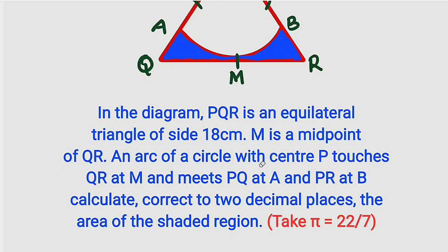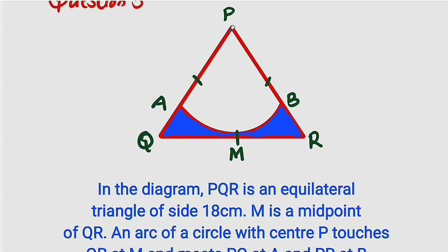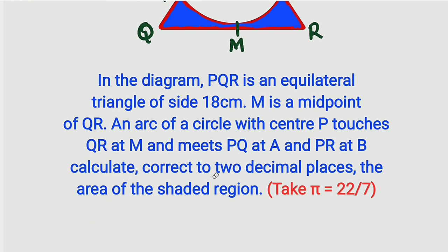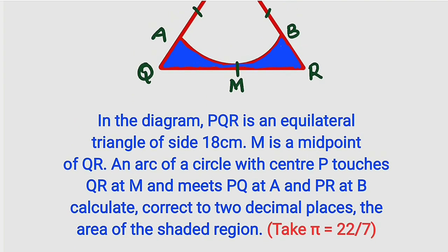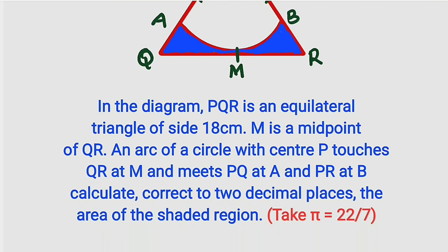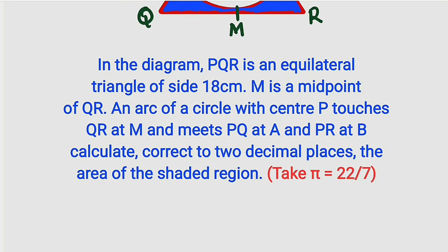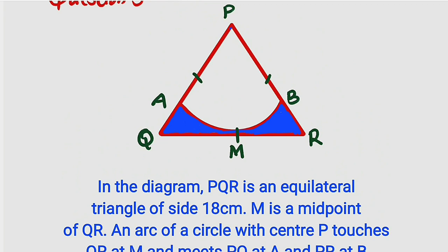An arc of a circle with center P touches QR at M. So it means that this is a sector, right? You can see this is a sector. This is the center of the circle that forms the sector, and from here down to A is a radius. The arc touches PQ at A and PR at B. We're asked to calculate, correct to 2 decimal places, the area of the shaded region. You can see the shaded region here. And we're asked to take pi as 22 divided by 7, which is commonly used in Nigeria.